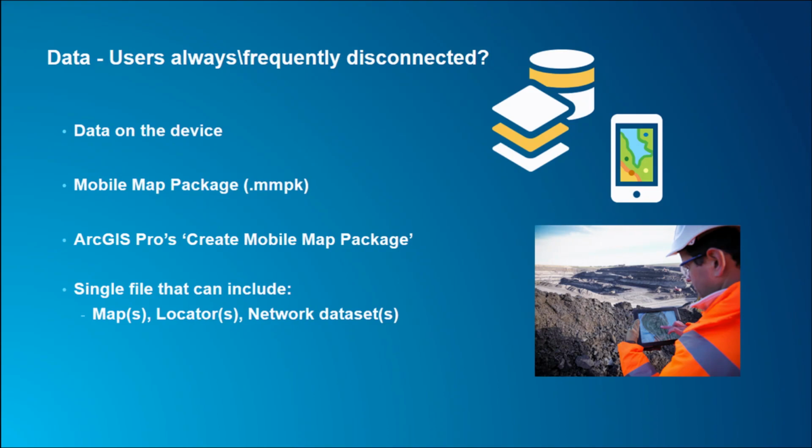But if your users are frequently disconnected, you want the data on the device. And if you're in this situation, you would create something called a mobile map package, and you would use ArcGIS Pro's Create Mobile Map Package tool to do that. And what that creates is a single file that can contain multiple maps, locators, and network data sets that you can use within the Runtime SDK.